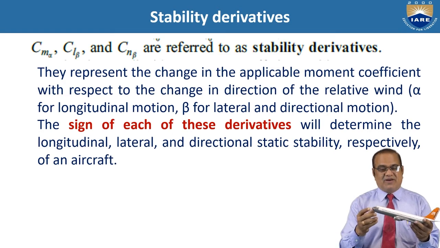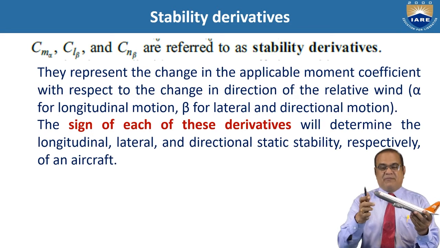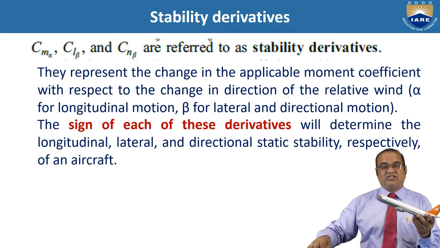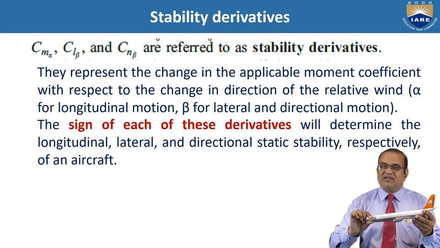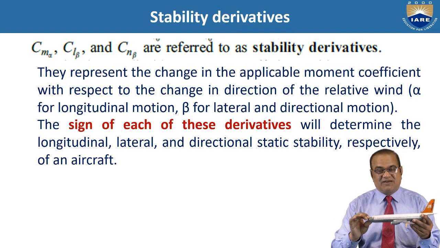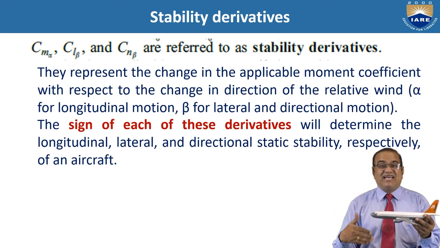So if it is stable, then after the disturbance, nose has gone up, but as and when your disturbance is removed, nose will try to come to its original position. That is called statically stable. Third case is statically unstable.